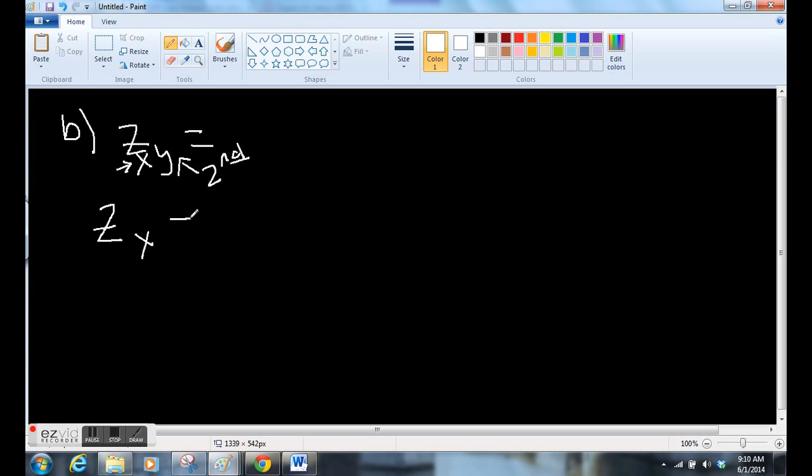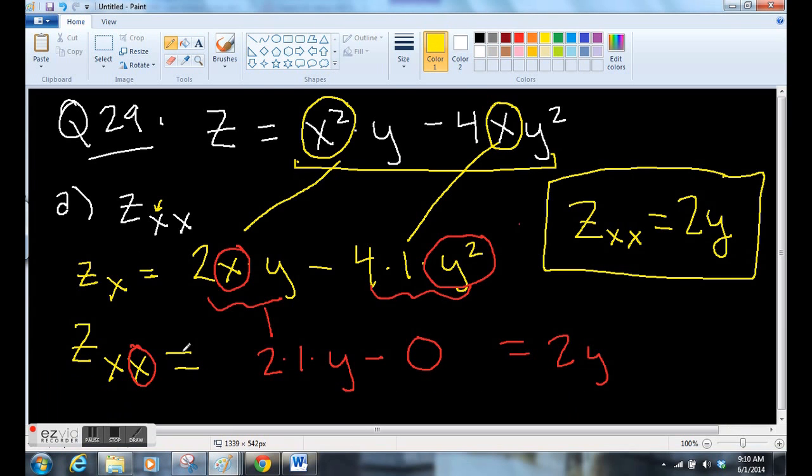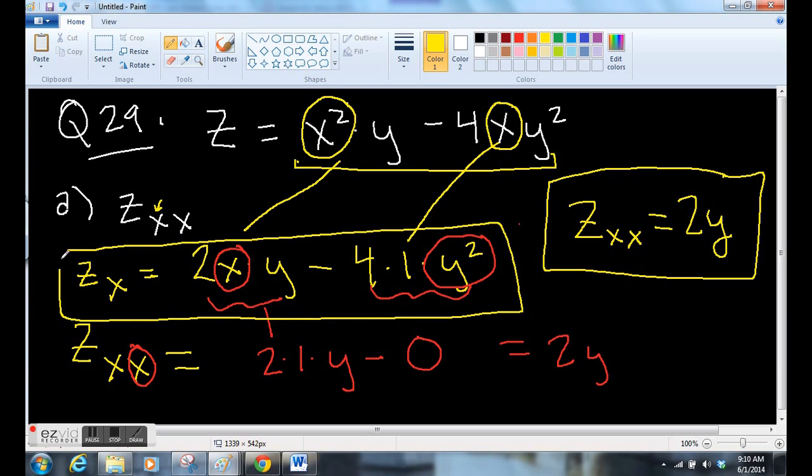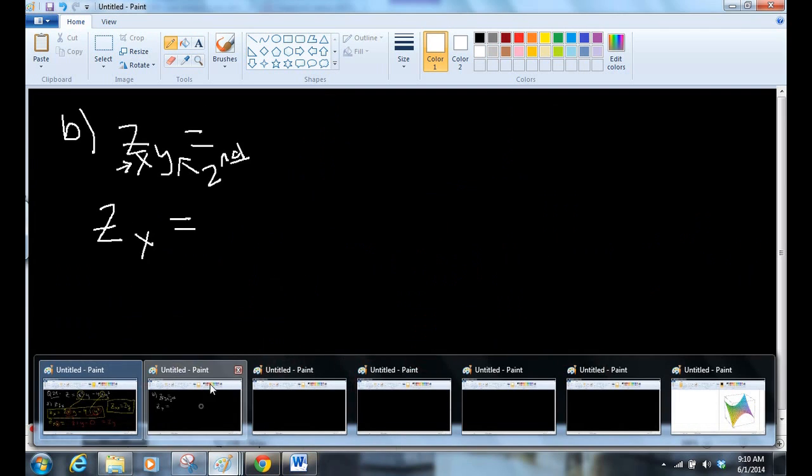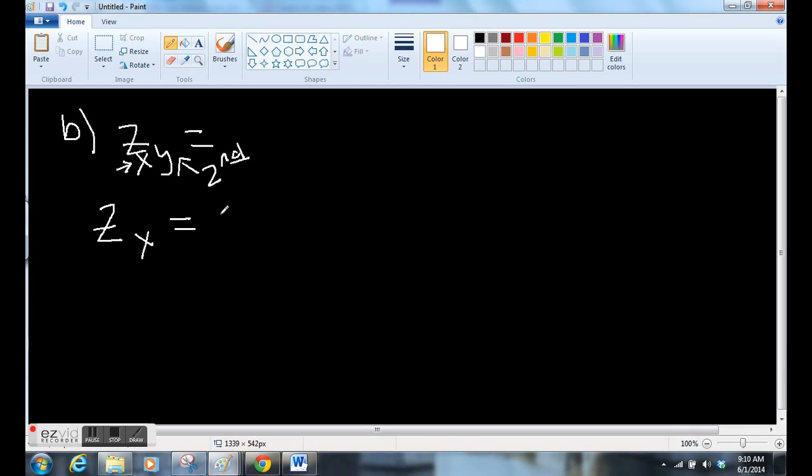So the first derivative in terms of x, well, we just got that in the previous problem, which is probably why they have these problems stacked this way. The first derivative in terms of x is 2xy minus 4y squared. And you can rewind the video if you want to see that first derivative of x again. But that's, again, 2y. Sorry, hold on.